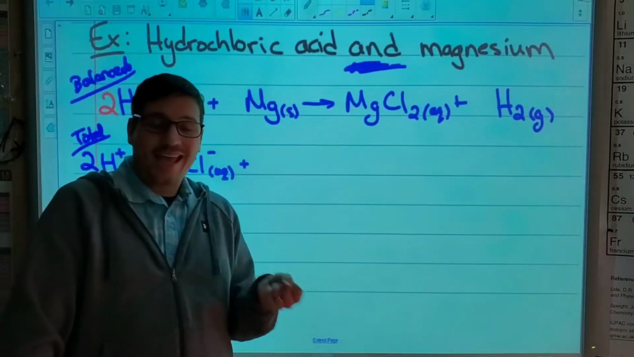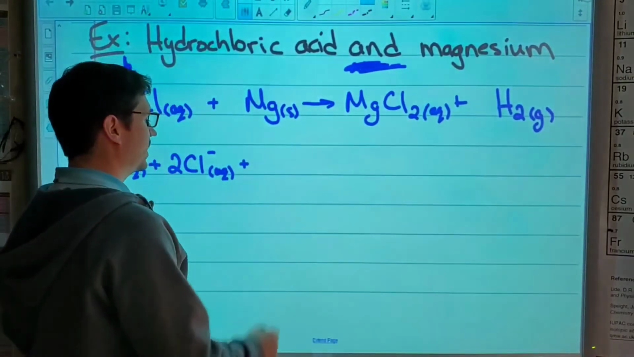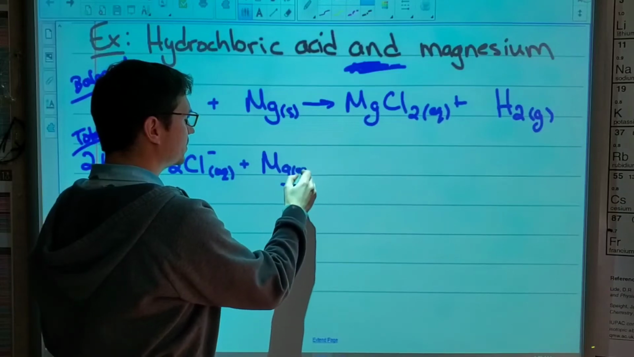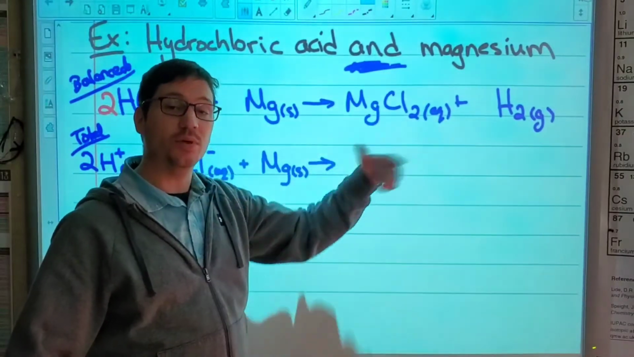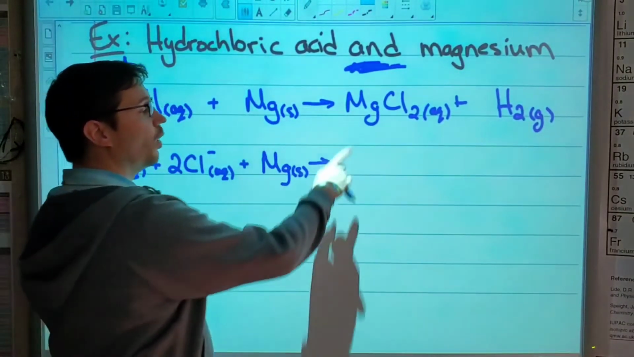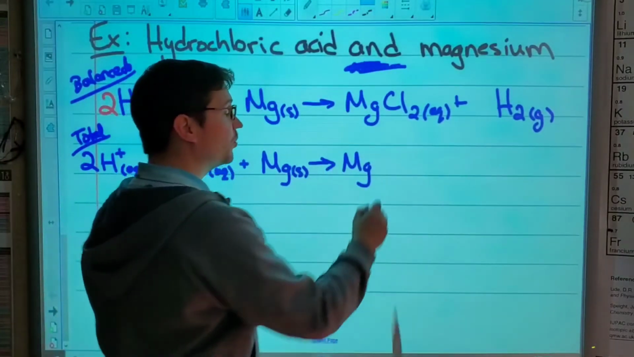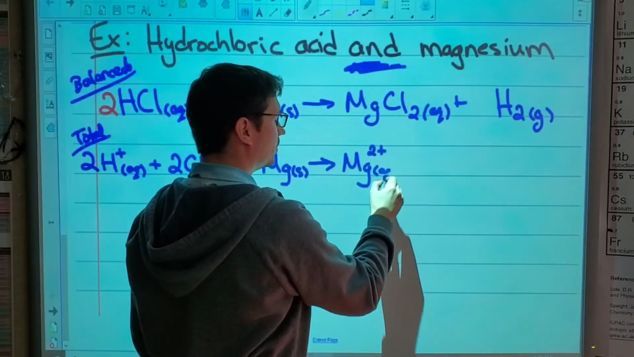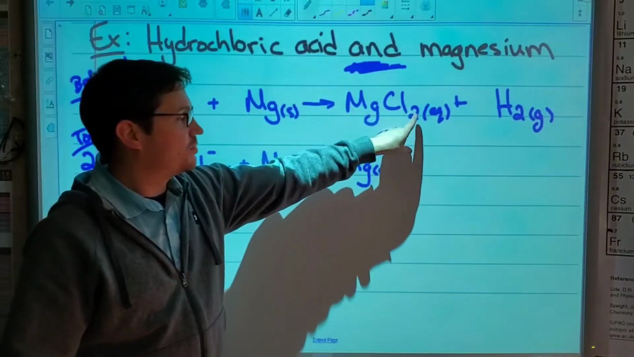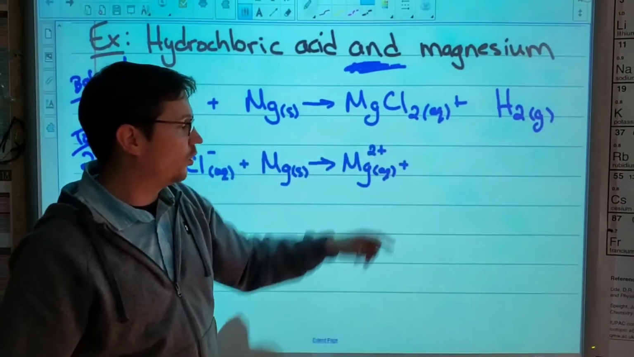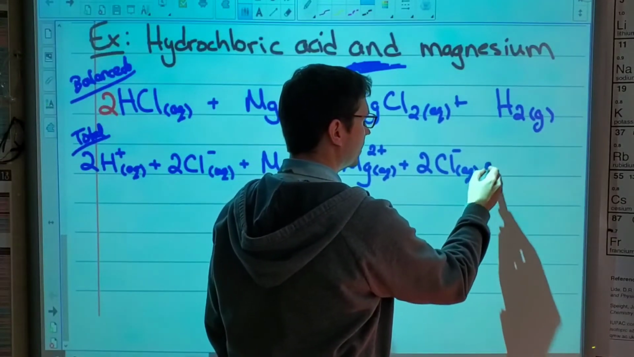Magnesium's an element. It can't split up. Only high solubility ionic, only aqueous ionic, and strong acids can. So magnesium, solid. While magnesium chloride's an ionic compound, and it was aqueous, it was high solubility. So let's split it up. 1 times 1 is 1 magnesium. But because we split it up, we add a charge onto it. The coefficient of 1 times 2 is 2 chlorides. So 2 out in front, Cl minus, aqueous.